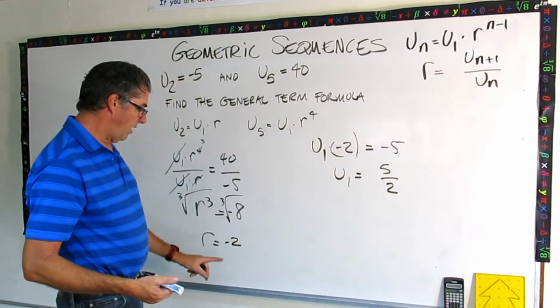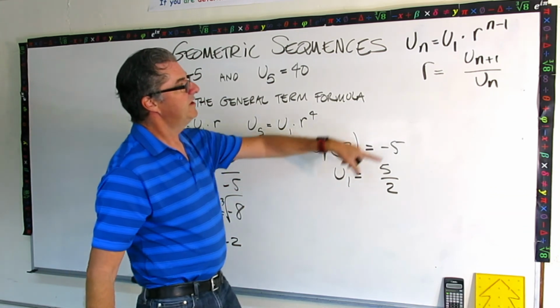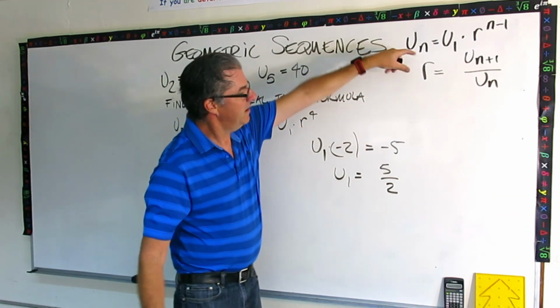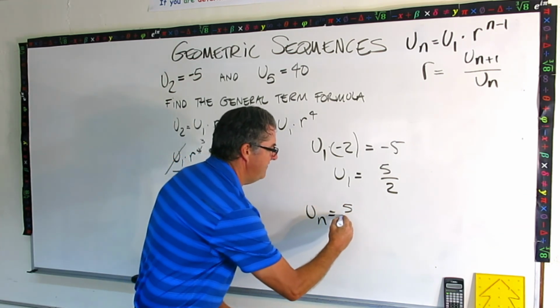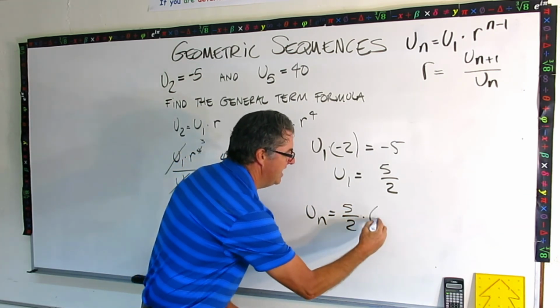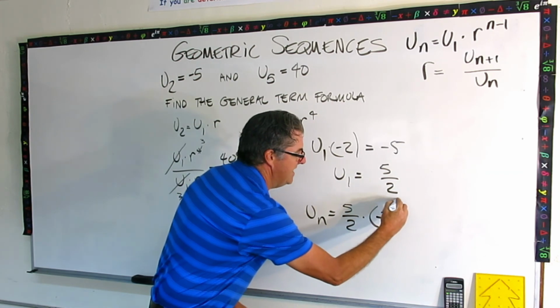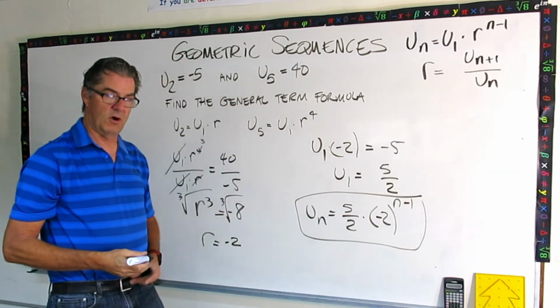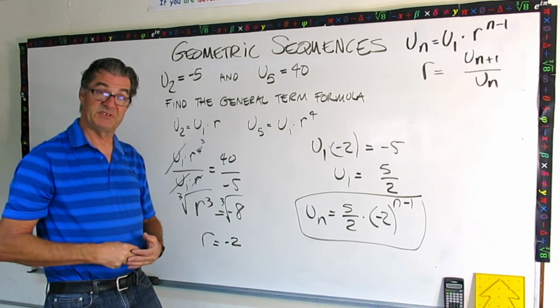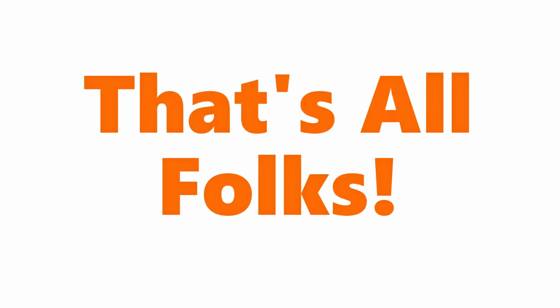So now we know our r, we know our u1, so now we can use our formula right there for un equals 5/2 times negative 2 to the n minus 1. And that is our general term formula, also called explicit formula.